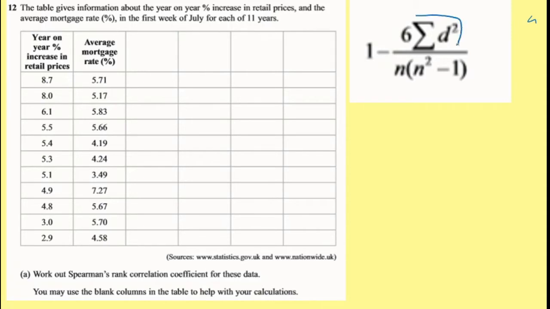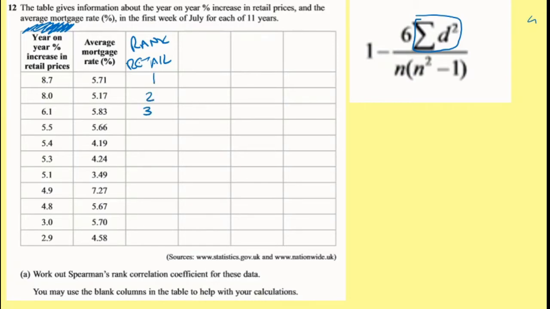Now the one that's going to take the most working out is the sum of my difference squared. This is the one that's not in there, and you need to think. So what I need to do is rank my increase in retail prices and then rank my average mortgage. I'm going to do this one here in blue, the rank of retail. You can do highest to lowest, or lowest to highest, it makes no difference whatsoever. I'm going to do highest to lowest, and it's actually quite nice because it already is ranked.